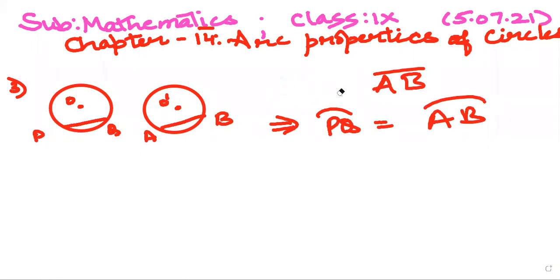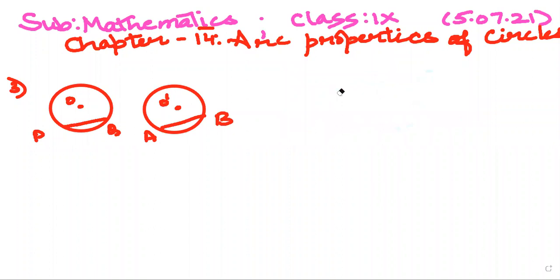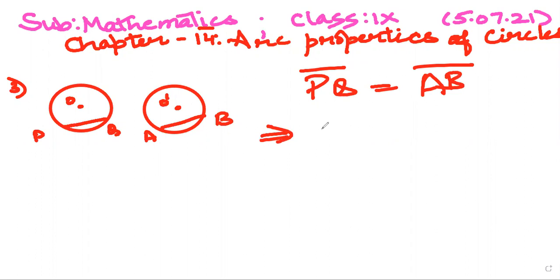What is this property? If two circles are equal or in the same circle, if the chords are equal, like chord PQ is equal to chord AB, then this means it is going to cut off equal arcs. It means arc PQ is equal to arc AB.